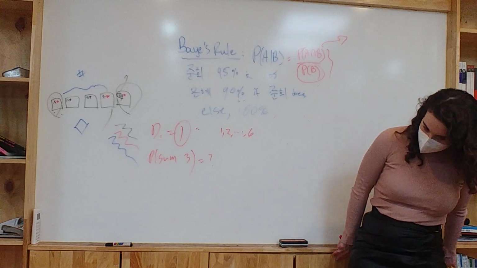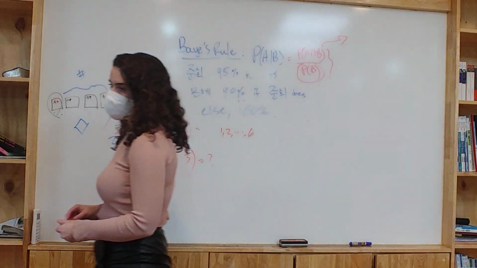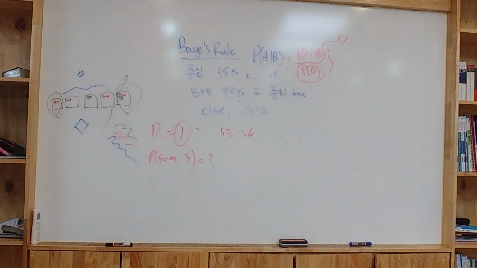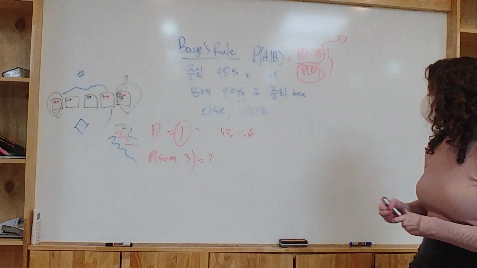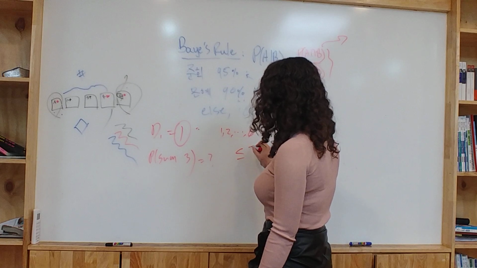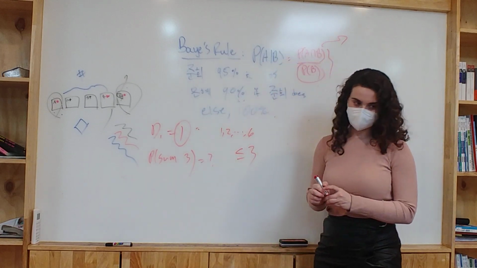Alright. I want you to tell me the probability that the sum is less than 3, given that the first die is a 1. Just for him, you guys know. Less than 3. Less than or equal to, yeah.